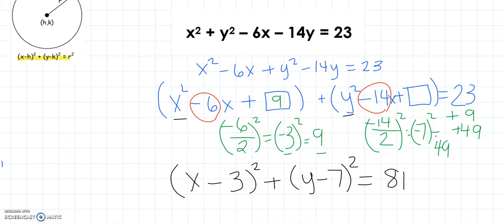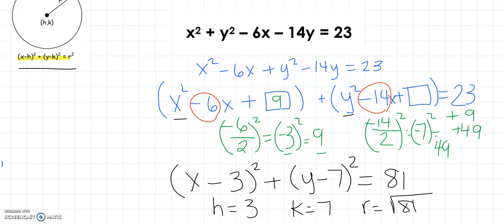Now, does this not look like this over here? We have x minus 3 squared plus y minus 7 parentheses squared equals 81. So what would the center of our circle be? Remember that this is minus a positive 3. So therefore, the h value is actually positive 3. And the k value here is actually positive 7. And this is the radius squared. So in order to find the radius, we would have to take the square root of 81, which would give us 9.